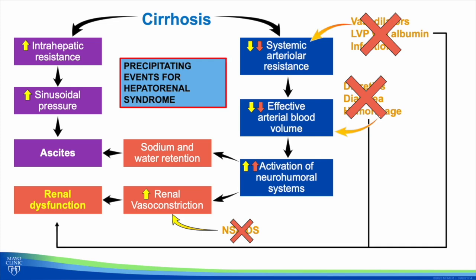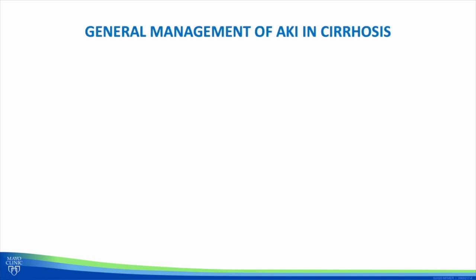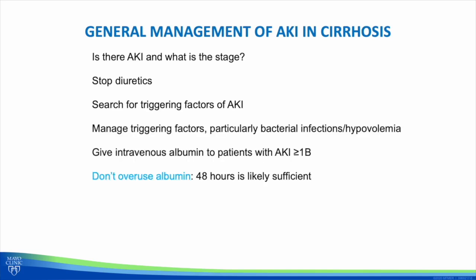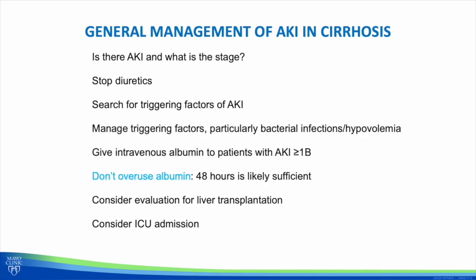So now you've diagnosed hepatorenal syndrome. So what are the general principles of management? First question is, is there acute kidney injury and what is the stage? And I told you greater than 0.3 and stage. Stop diuretics. Look for triggering factors. Most common is going to be infection, hypovolemia. Look for those factors in these patients.